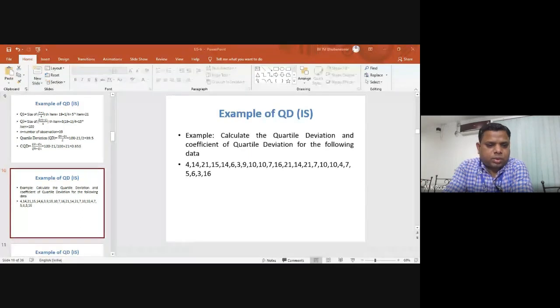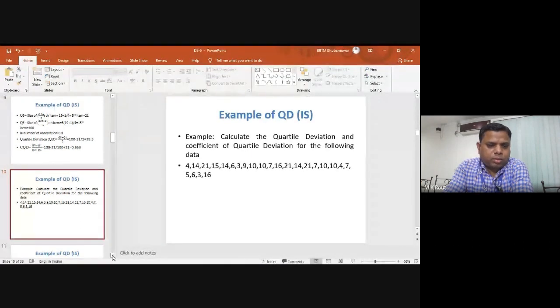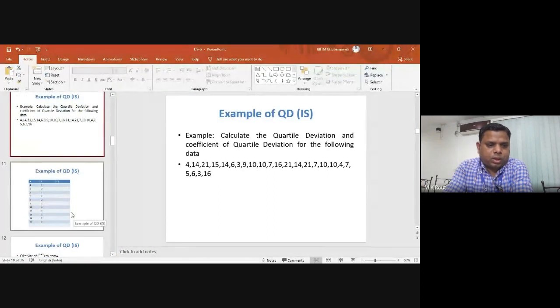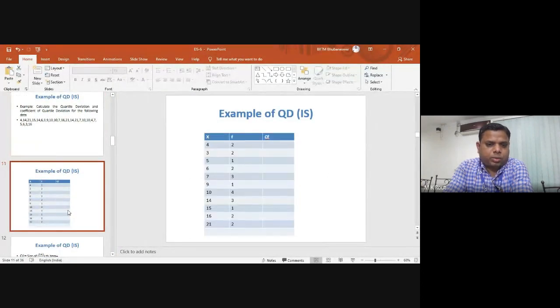Okay, let's solve combinedly. From your observation, you have already seen that many digits appear a number of times. So for that I have made this particular table. 4 appears 2 times. The next one, 3, appears 2 times. 5 appears 1 time. 6 appears 2 times. Similarly, 7 appears 3 times. 9 appears 1 time.